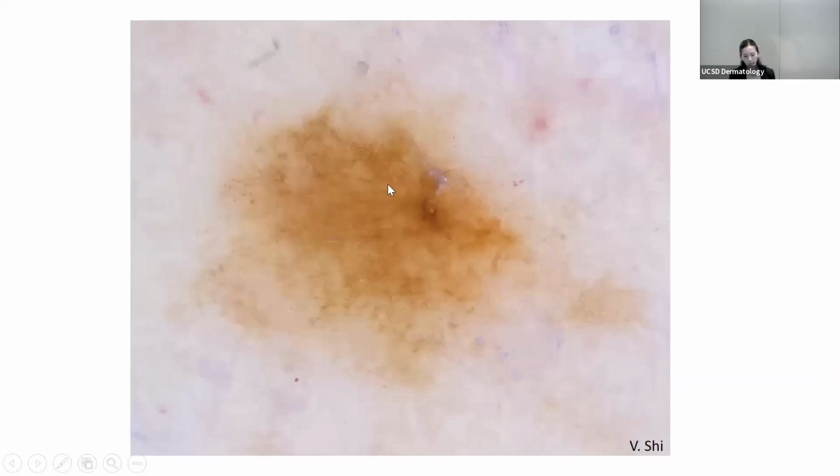This was a lesion that, at first glance, maybe doesn't look too concerning. There's kind of this darker blotch here. And then you start to look and there's these small dots at the periphery. But they're not around the whole periphery. There's just some here. These ones out here, you can't really see a pigment network there. And so this was an MIS.